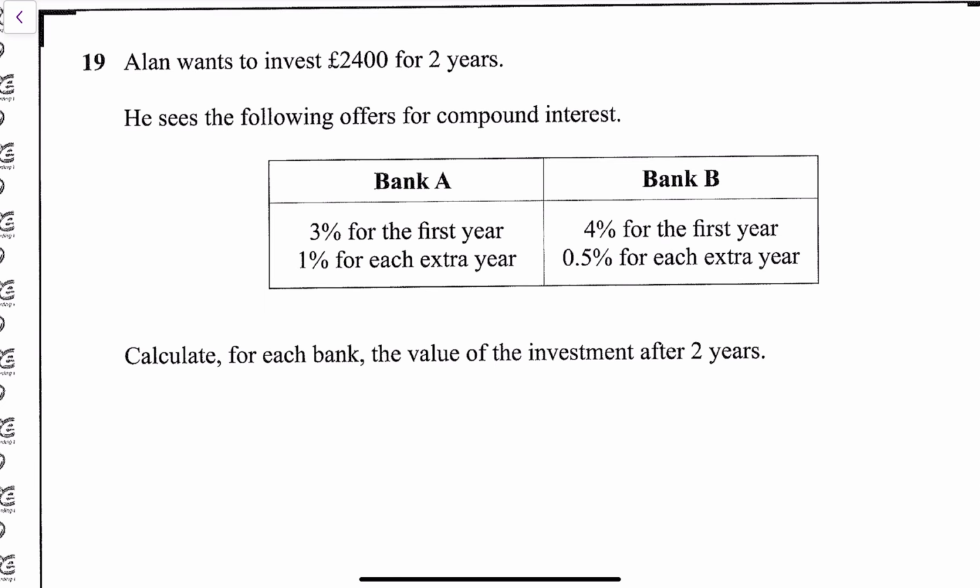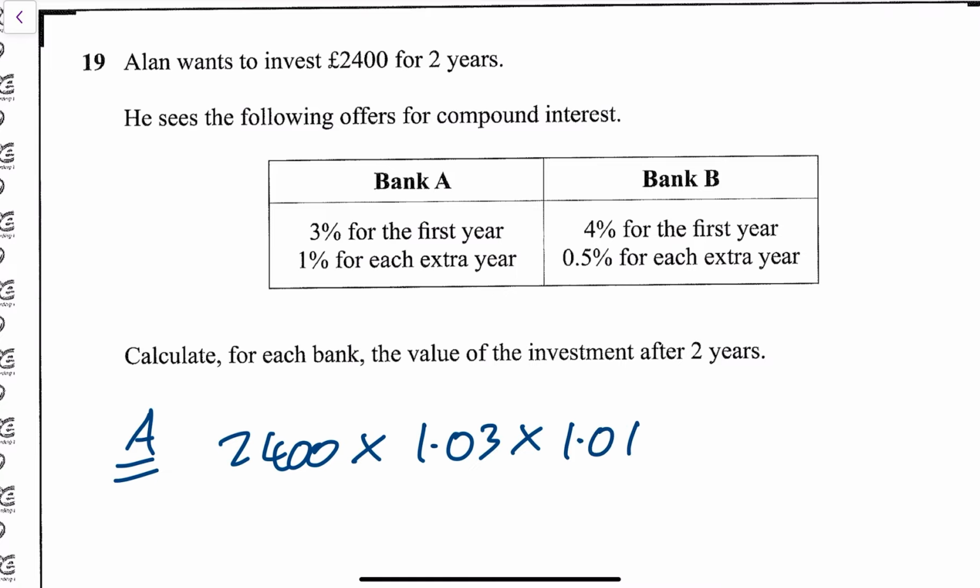Okay, right. Alan wants to invest £2,000 for 2 years. He sees the following offer for compound interest. So the first one, Bank A, is 3% for the first year, 1% for each year after. So we'll work out A, what he gets. He invests £2,000. Goes up by 3% in the first year and then 1% after that. So that's how we do it for him.